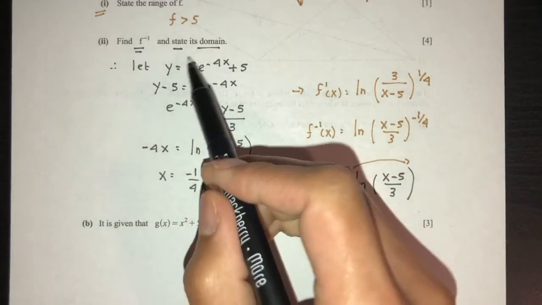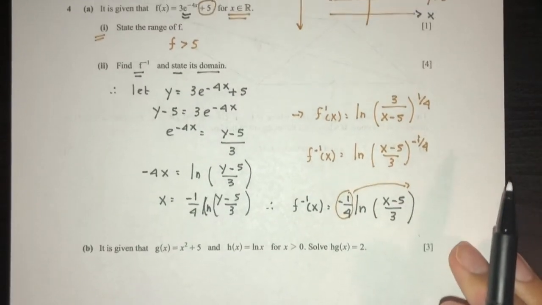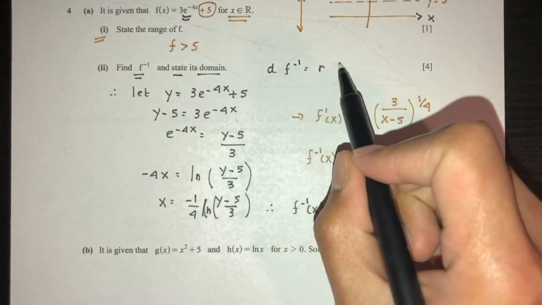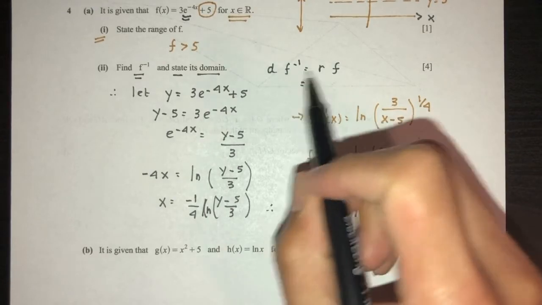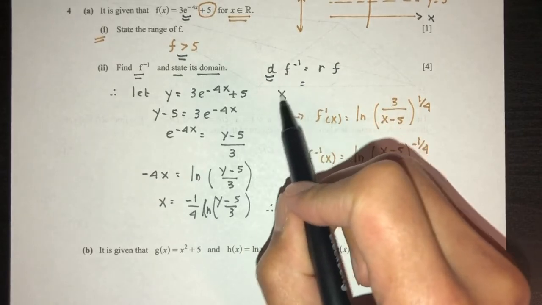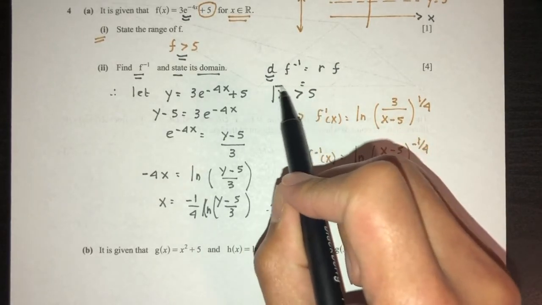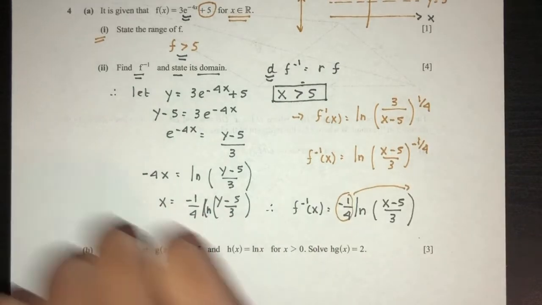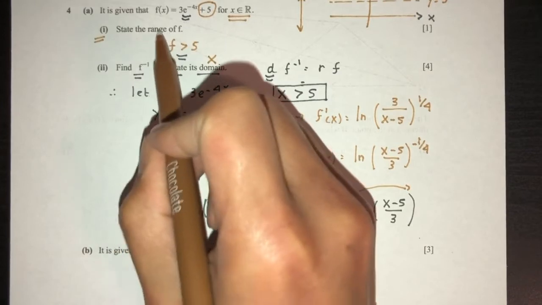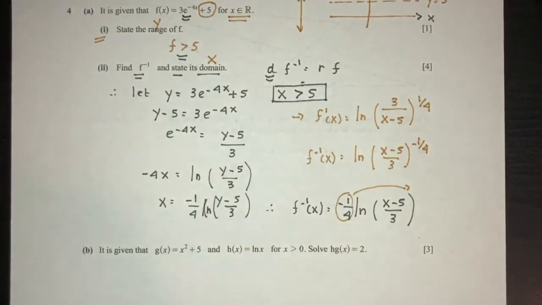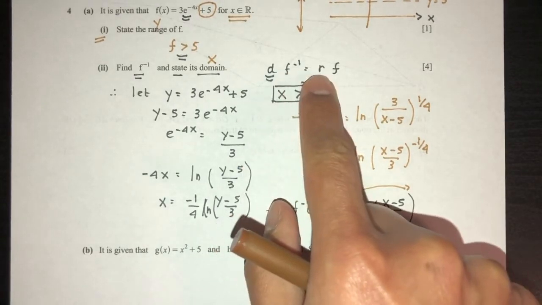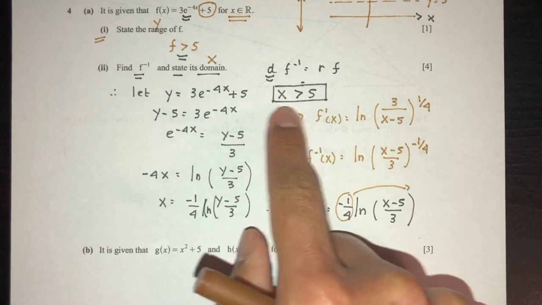Now again, we have to state its domain. So to know its domain, we have to use a trick. We have to know that the domain of f inverse is equal to the range of f. So the range of f is more than 5, as you can see here. So for the domain, we have to write x is more than 5. So this is your domain of f inverse. Just to recall, when they ask you domain, you have to write x. When they ask you for range, it is either f or you can write y. So domain of f inverse is x, but it is equal to the range of f. We know range is more than 5, so x will have to be more than 5.